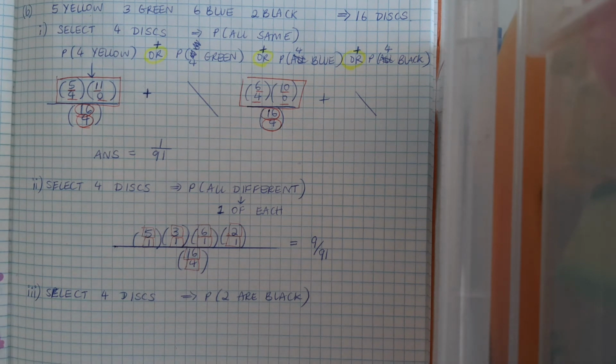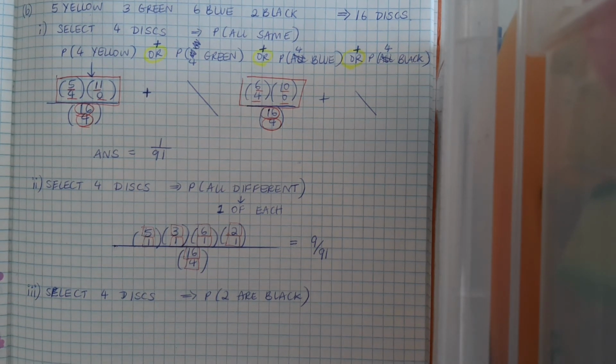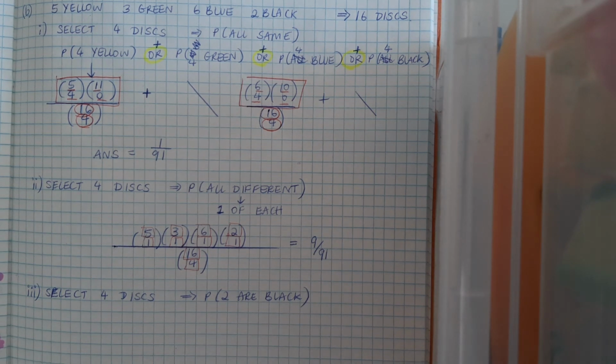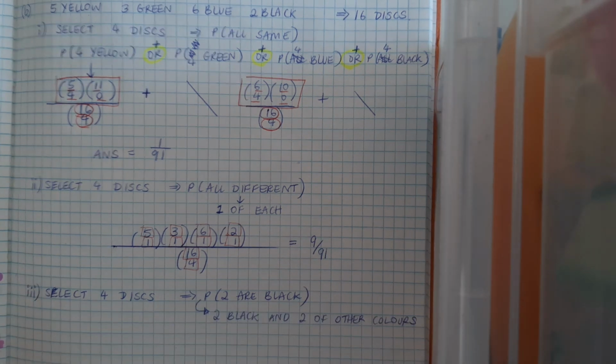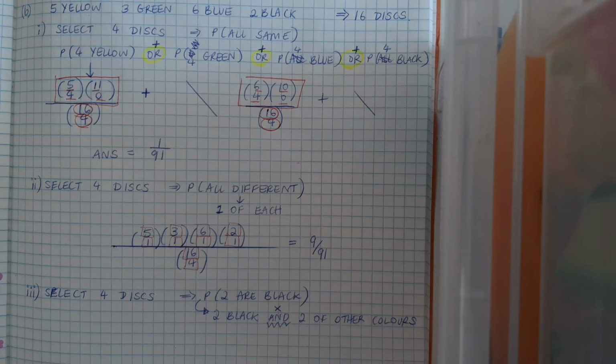I want to select 4 discs again from the same group, and this time I want to find the chances that 2 of those discs are black. Now it's really important that, yes, the 2 discs that are black are important, but the other 2 discs that I'm selecting are also important. I'm going to have to factor them into my probability calculation. So really what's happening here is that I've got 2 that are black and 2 that are some other colour. Again, don't forget that and means that you're multiplying.